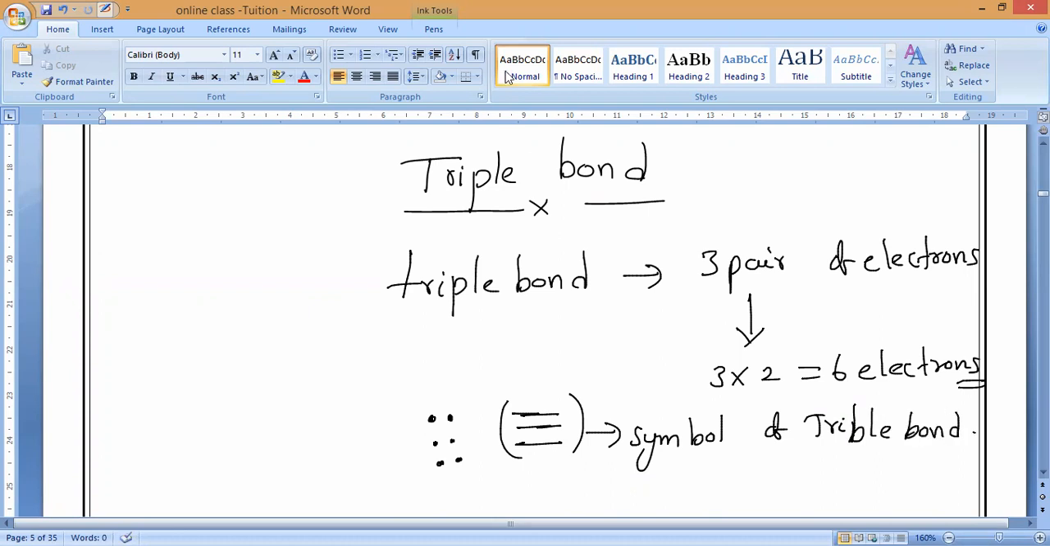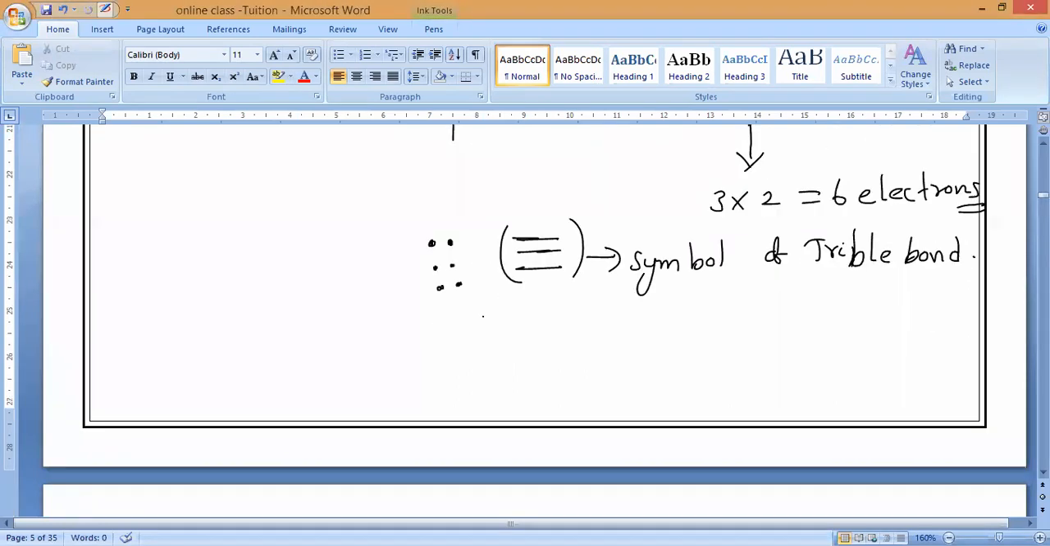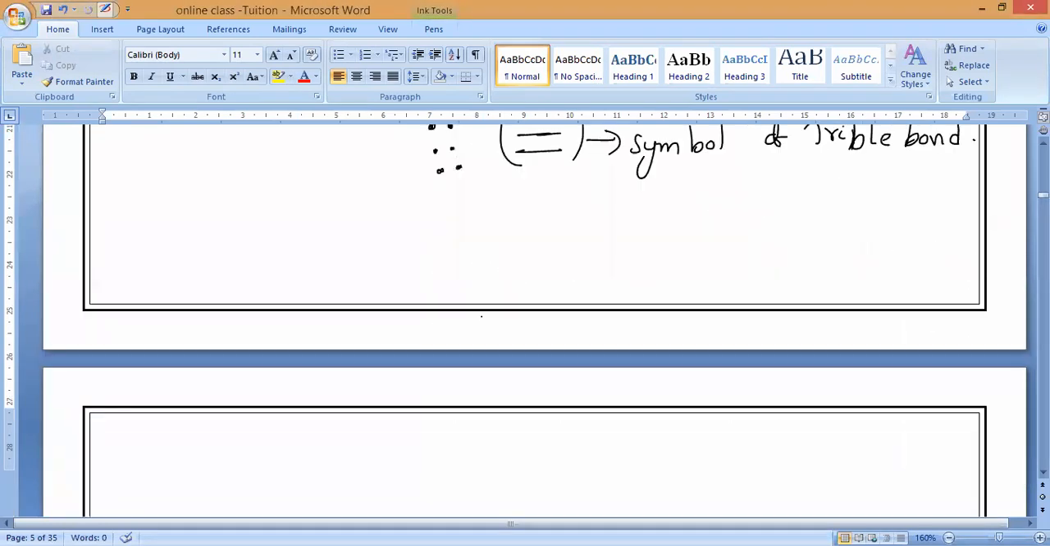Understand, guys? Yes, sir. Okay, Ashika, I know. I'm seeing Bhumika also. Yes, do it. This is the triple bond. Any doubt, Nitish? Nitish, are you having doubt in this? That's all.